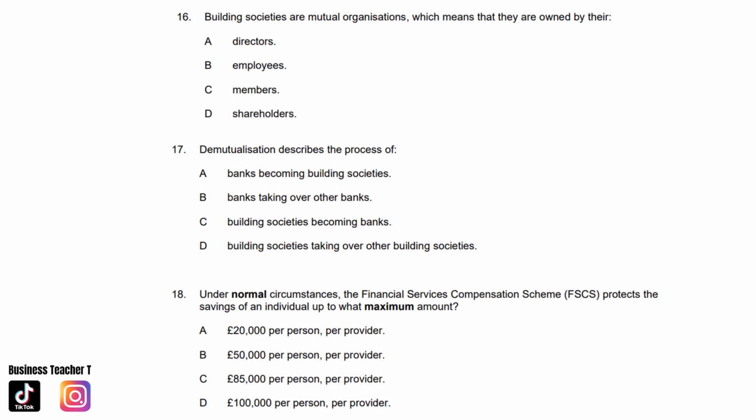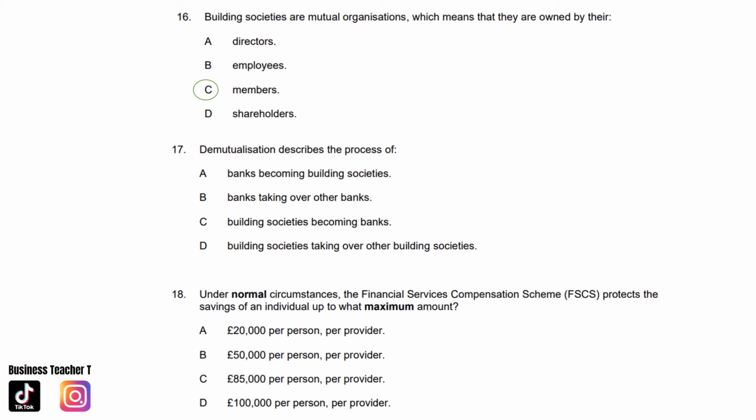Question 16. Building societies are mutual organisations, which means that they are owned by their A, directors, B, employees, C, members, or D, shareholders. The answer is C, members.